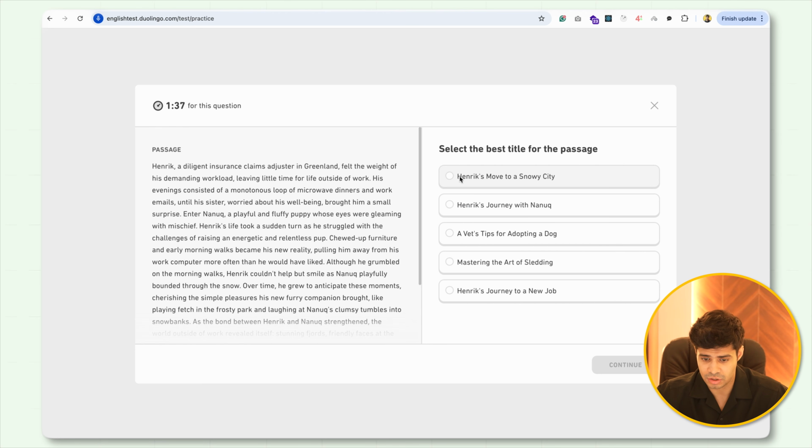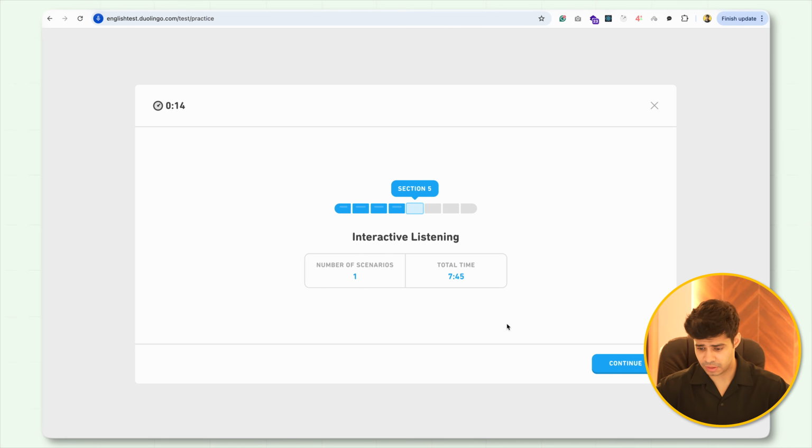Best title for the passage. Henrik's move to a snowy city. Henrik's journey with Nanak. I don't know about that. Certainly not the first one. A wet step, no. Mastering the art of sledding, I don't know. Henrik's journey to a new job. No, I think this is the best one, then the second one. I think I got one of them wrong. Why did his sister get him that thing? But hopefully we're close. Hopefully we're still scoring well.